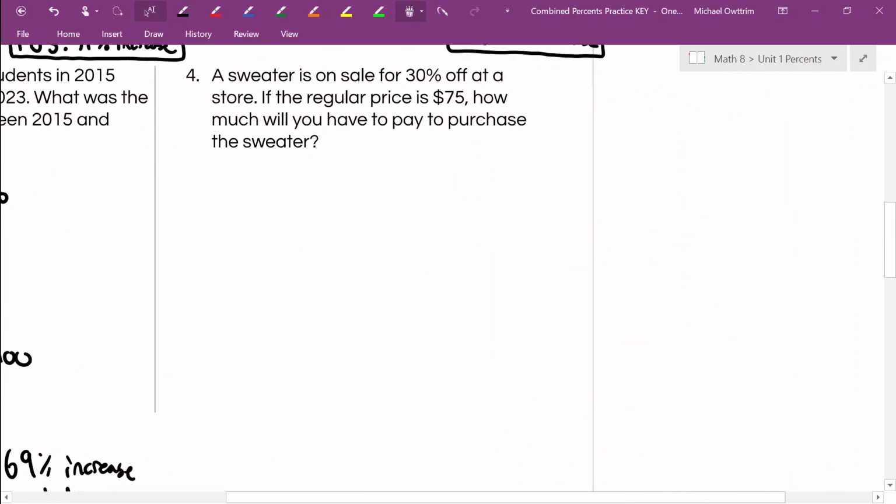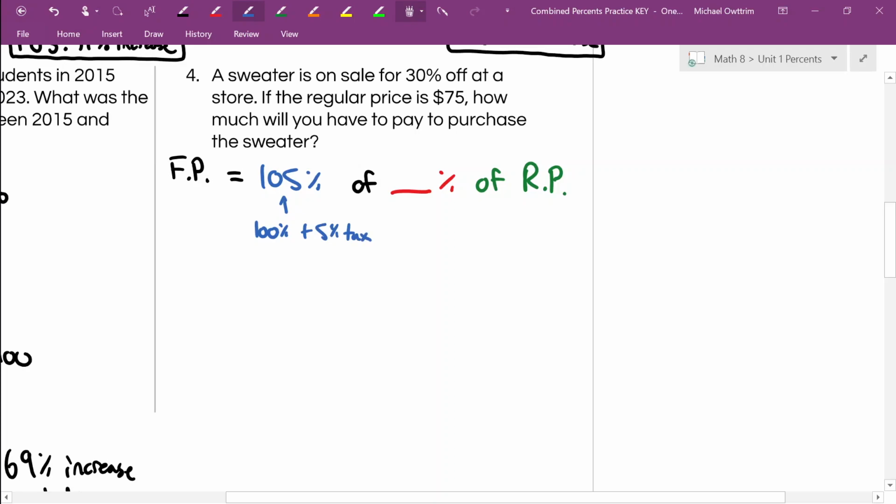Next thing we get onto is using percent change in the context of our final price, our GST, our discount calculation. And we talked in class about how we can kind of memorize this formula, that our final price of a product will be equal to 105% of some discount percent of the regular price. So our 105% comes from 100% plus the 5% tax. Tax makes the price go up, so it's a percent increase.